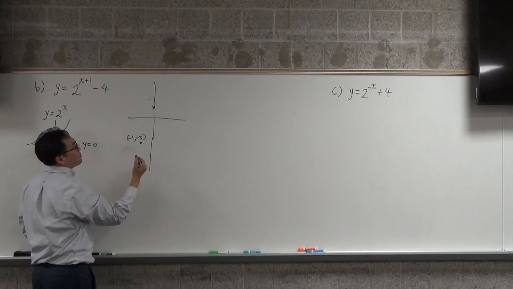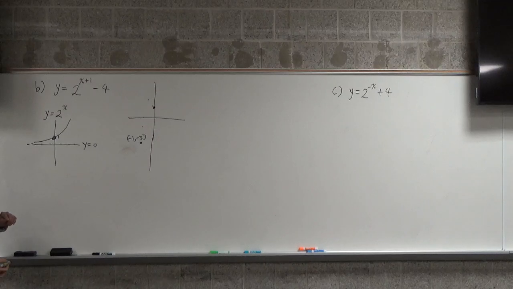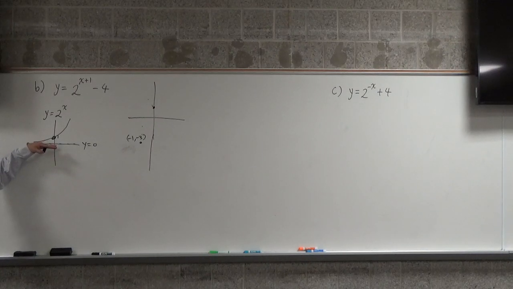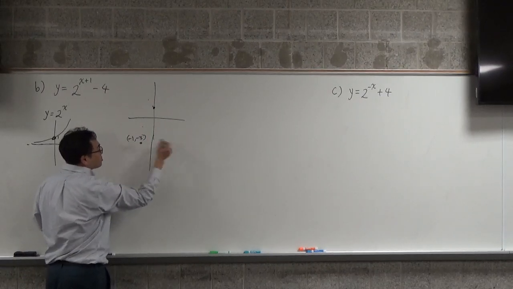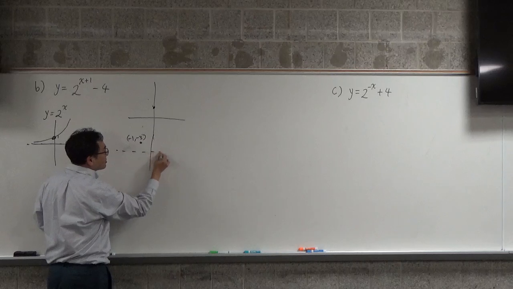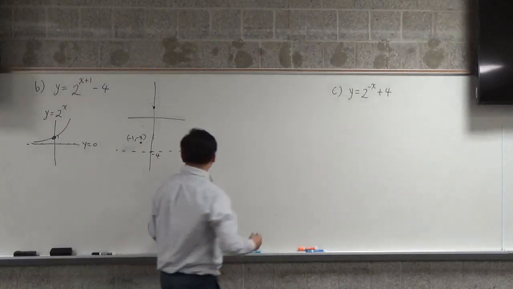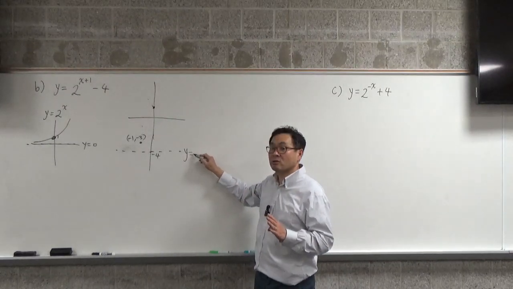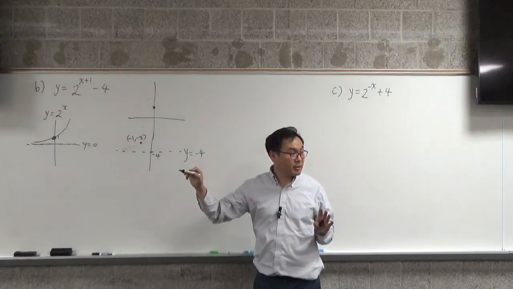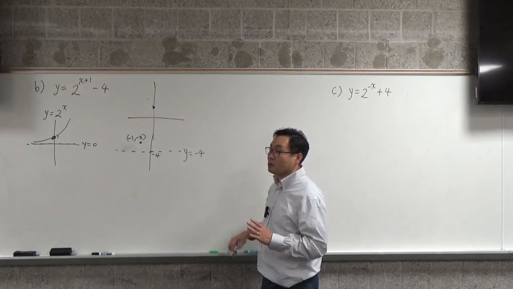Okay, now let's see. What about the horizontal asymptote? This thing at 0 is going down by 4, so this dotted line is going to go 1, 2, 3, 4 steps down, so you'll be right here, right? And this should be negative 4. So what's the equation of the horizontal asymptote? Y equals negative 4. You get that?